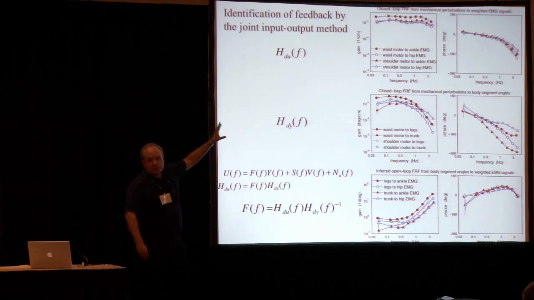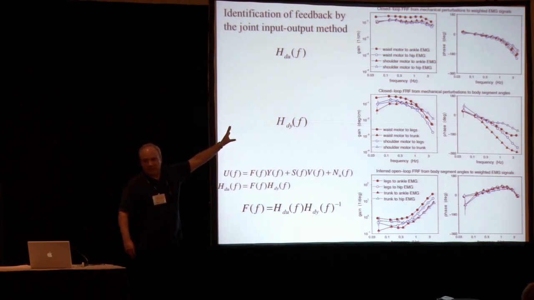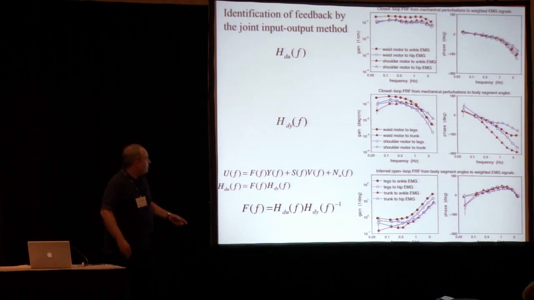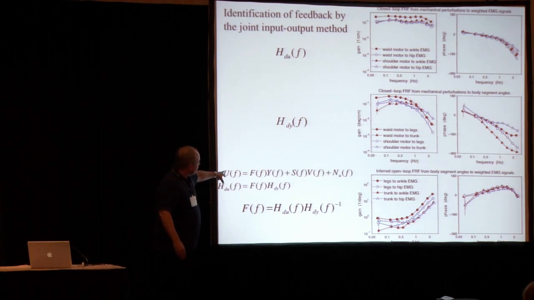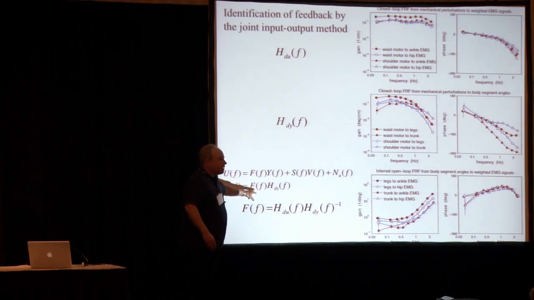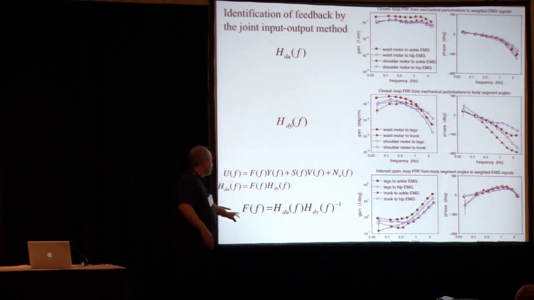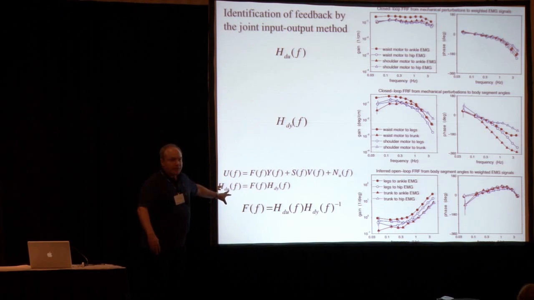And the point is, if you try to interpret the first 2 rows, it will be very difficult, because those responses depend on the plant, they depend on feedback, and they depend on specific properties of mechanical perturbations. But if you go back and look at what we assume about EMG, what you find is that feedback maps the kinematic responses to mechanical perturbations to EMG responses to mechanical perturbations.